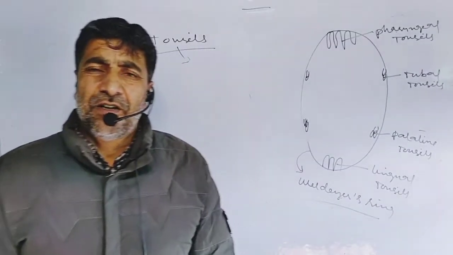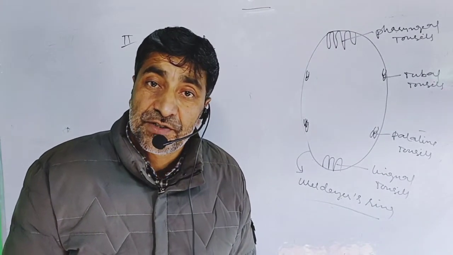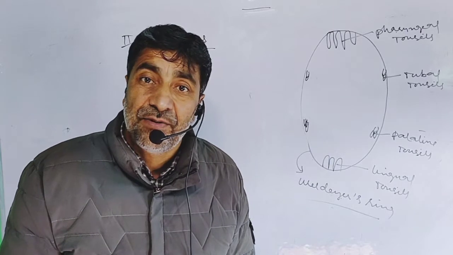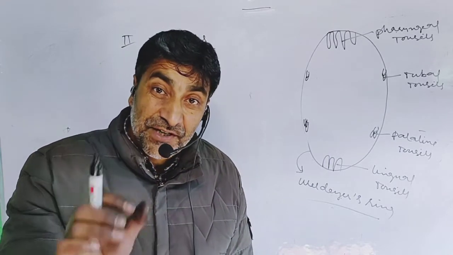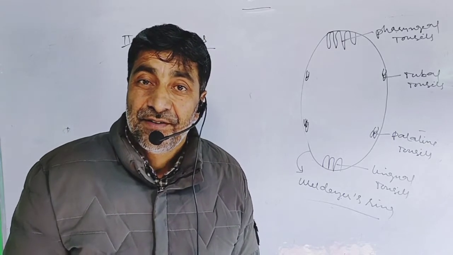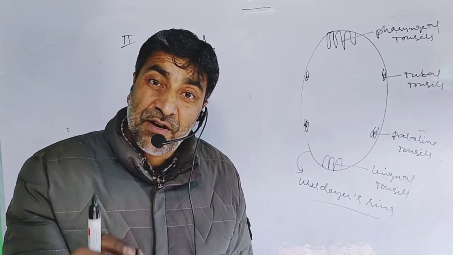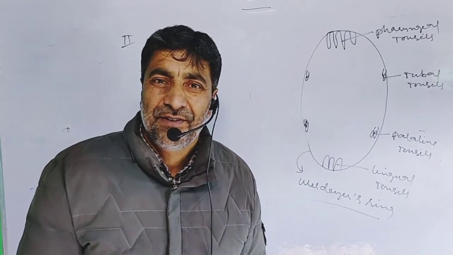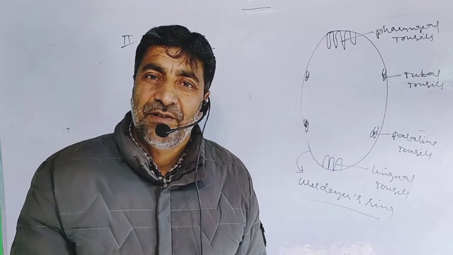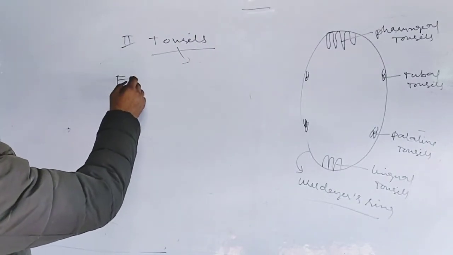Now what is the function of these tonsils? As I told you, these tonsils are lymphoid. They contain lymphocytes. Lymphocytes form antibodies. And antibodies kill microorganisms and protect us from infection.